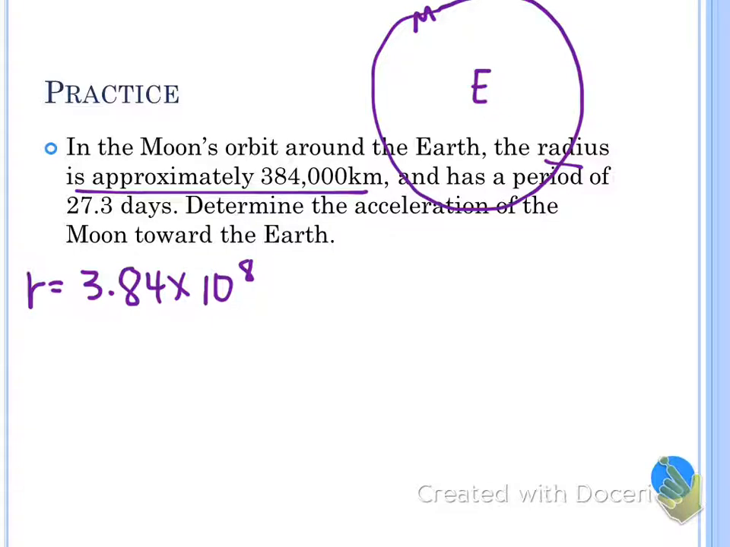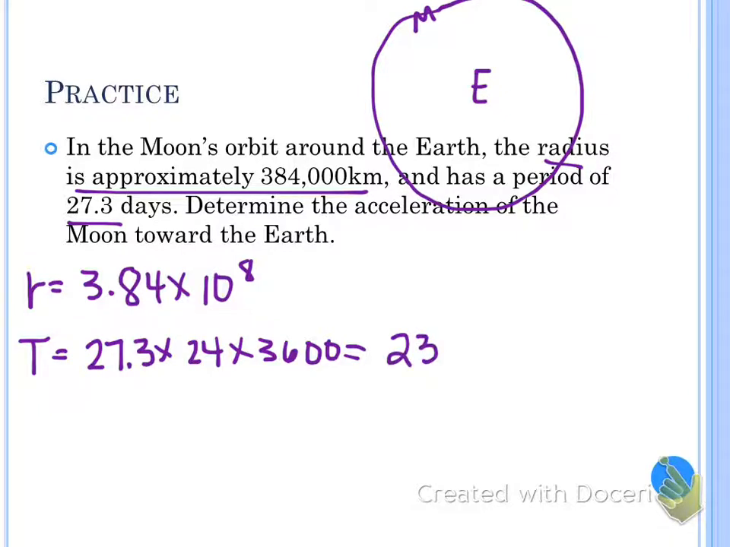That's right. Okay, the period is given to us in days, which is not ideal. Right? So we're going to convert that to seconds. So we would multiply by 24 hours times 3,600 seconds. Okay, would we agree so far?